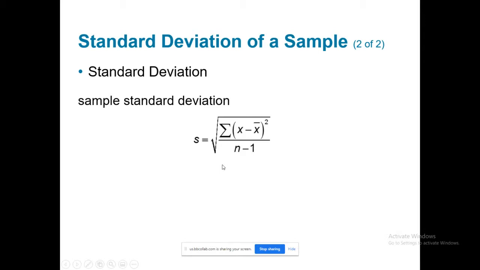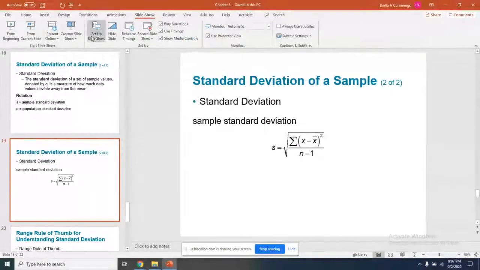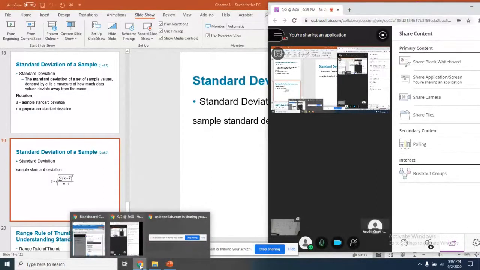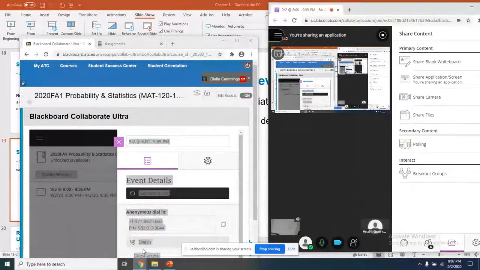All right, so let's take a look at an example that uses standard deviation. Okay, I gotta get my windows together.